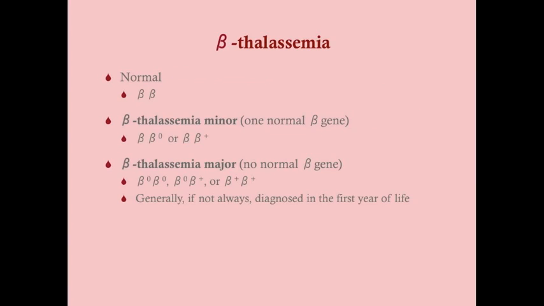Okay, here's the genetics of beta thalassemia. So normal, you've got 2 normal betas. Beta thalassemia minor means you have one normal beta and a beta 0, or one normal beta and a beta plus. And beta thalassemia major is going to be two beta zeros, a beta 0 and a beta plus, or two beta pluses, and those are all abnormal genes. So they don't have any normal beta genes. And generally, if not always, this is fatal if not diagnosed in the first year of life.